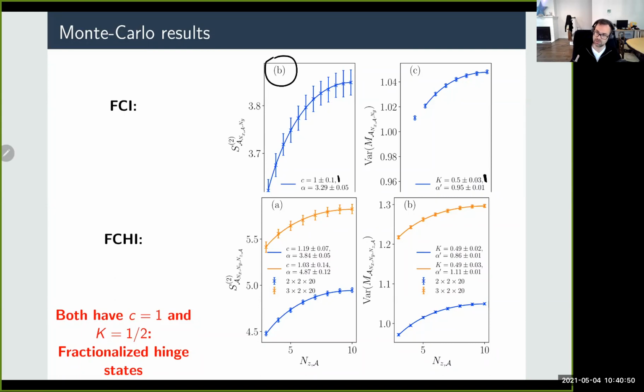Now we can do exactly the same calculation for the fractional chiral hinge insulator that I've described. Here I show you two different system sizes. In blue, it's a system where you have 2 unit cells in the X and Y directions and 20 unit cells in the Z direction. And for the orange line, you have 3 unit cells in the X direction, 2 in the Y direction, and 20 in the Z direction. As you can see, if you take the biggest system size we can reach, the central charge that we get is really close to 1. And same thing, the Luttinger parameter is given by 1/2.